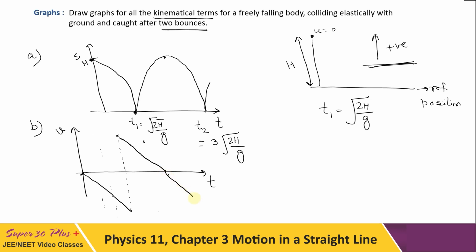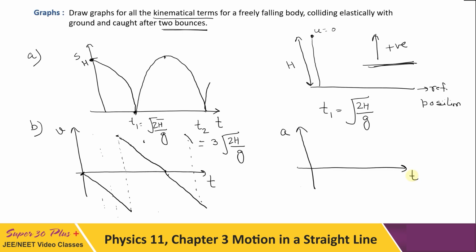So the same kind of graph will get reversed again when it has collided with the ground. The velocity will get reversed, and so on. So this is how the velocity time graph can be drawn. Now let us come to the acceleration time graph. This is the acceleration time graph.